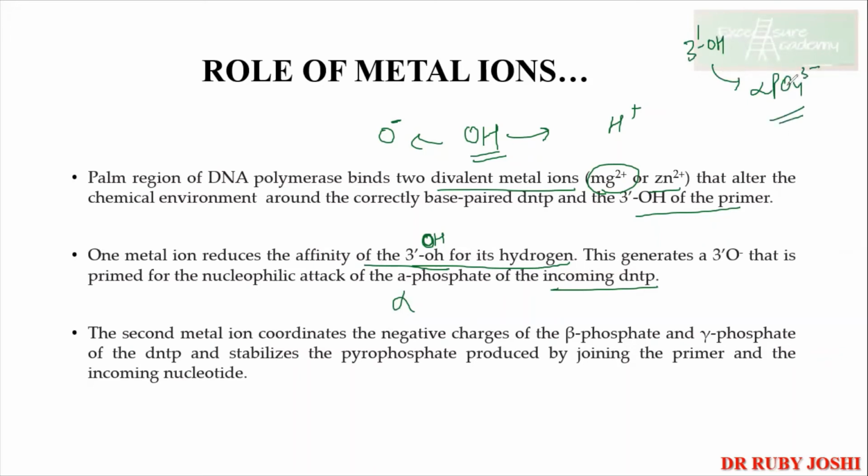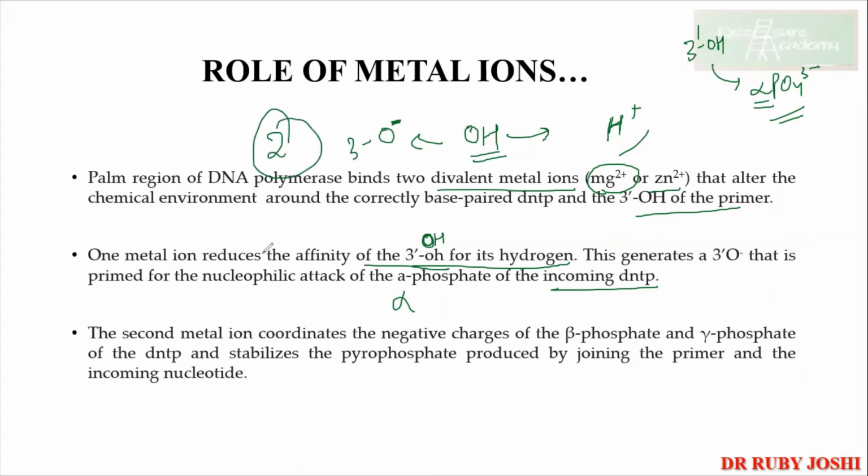So who will initiate this? Your Mg2+. How? In O minus OH, once the electronegative atom is losing the affinity for the H, what will happen? They will be removed like this. This H plus is released into the pool and O minus is still attached. Now this is O minus. It needs more to become stable. So what will happen? It is going to attack at the alpha phosphate. Okay? Now the second metal ion.